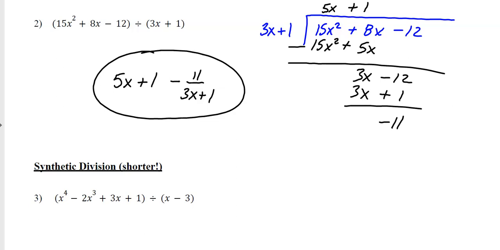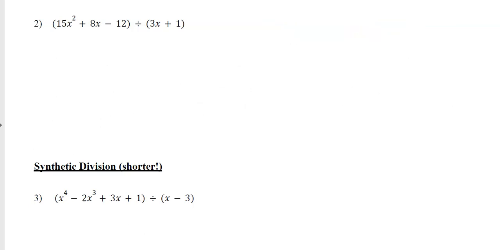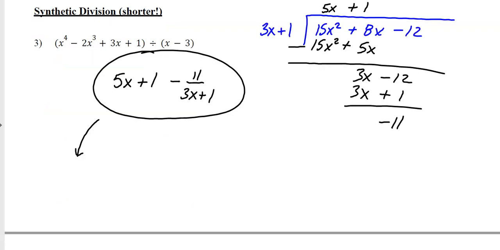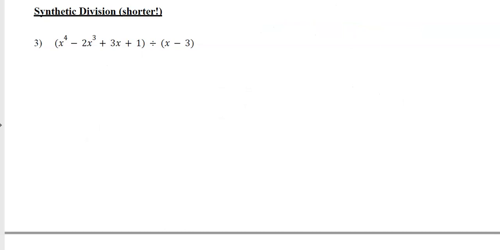That one went a little quicker, had a little less terms, but not the most fun. I would much rather use synthetic division if I have the choice. So I'm going to show you how that works next. All right, synthetic division. What's nice about synthetic division is we're pretty much just going to be using the coefficients. But we still have to make sure that it's in descending order. It's still got to be standard form. We still have to put 0 if we have any missing terms. All right, so that's all still part of the game.